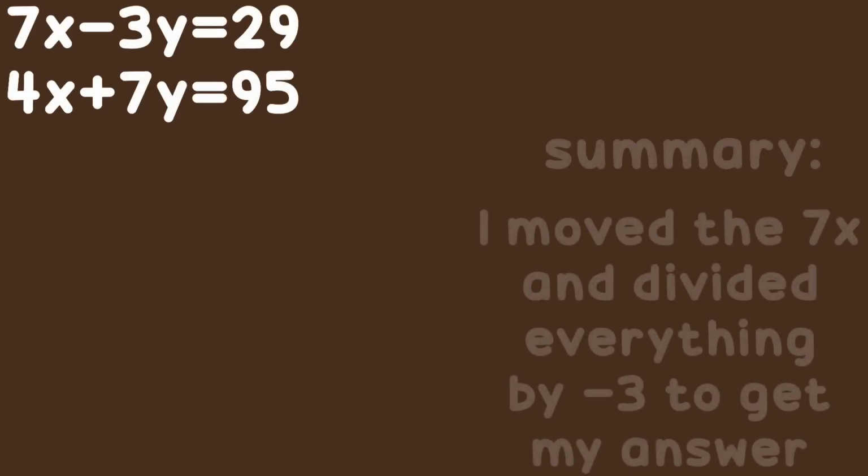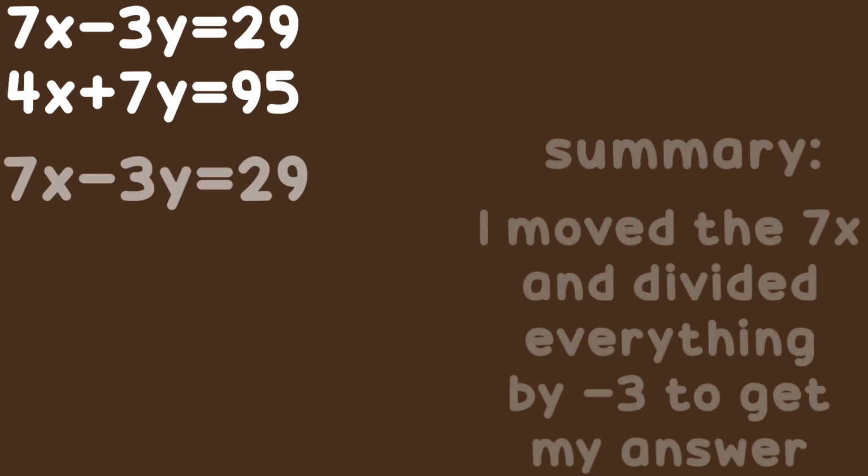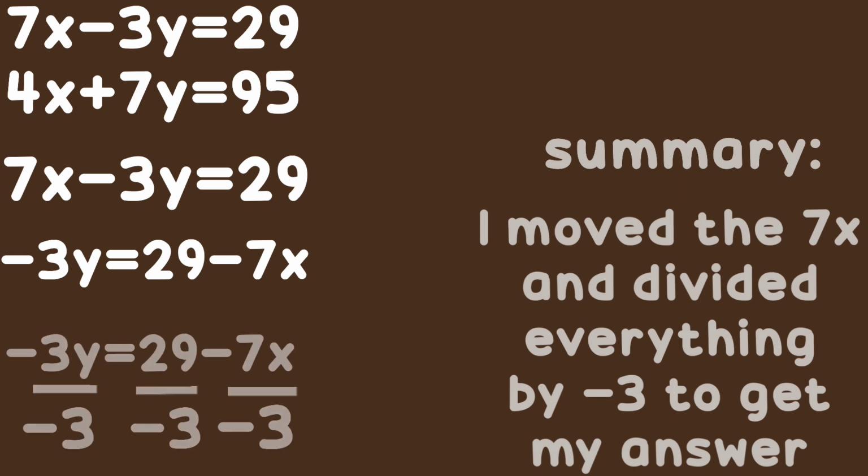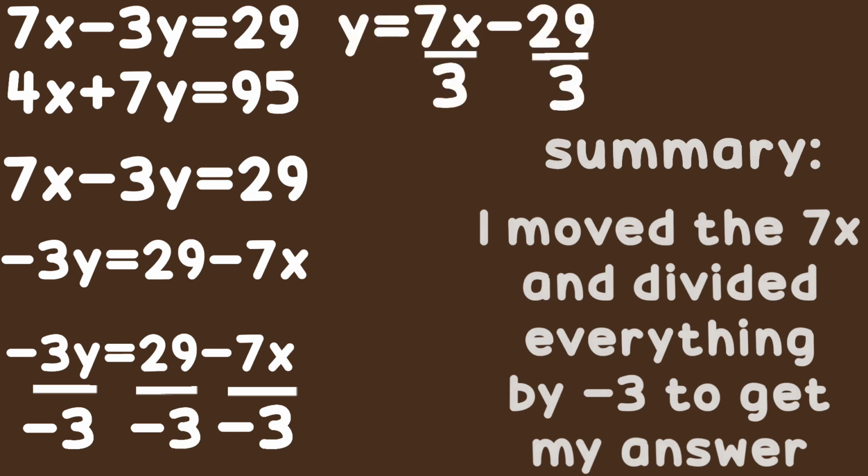I'm going to first start with graphing, and what I did was I put 7x minus 3y equals 29, 4x plus 7y equals 95 down. And then I started with 7x minus 3y equals 29, and I moved the 7x to the 29 to get y by itself, negative 3y, and I had negative 3y equals 29 minus 7x. And so to get y by itself, I divided everything by negative 3, and I got y equals 7 over 3x minus 29 over 3.